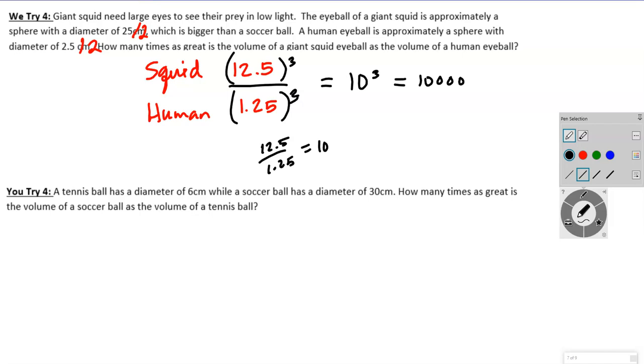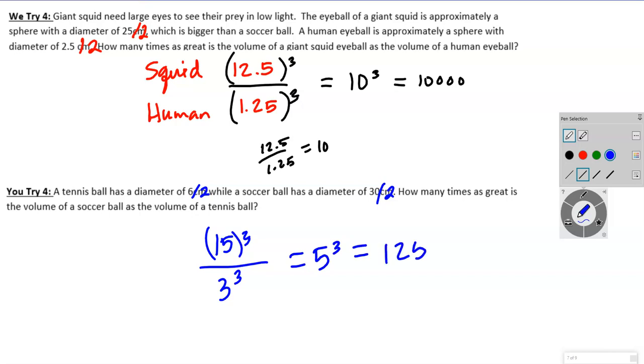All right, so you try 4. Go ahead and do it. Come back to me when you're done. All right, so this is by 2, and this is by 2. So how many times greater is the volume of the soccer ball than the tennis ball? So we're going to do, again, the 15 cubed divided by the 3 cubed. So 3 goes into 15 how many times? That's 5. So that's 5 to the third. So that's going to be 125 times bigger, right?